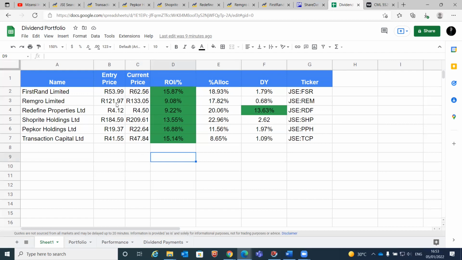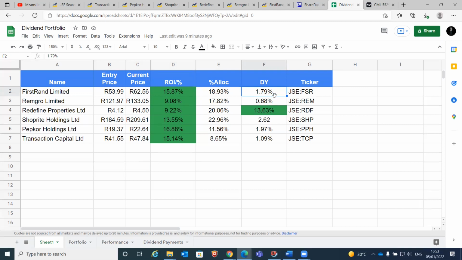But what matters to me is that I know where I bought the stock, which is why I have the entry price here, and then the current price that updates automatically from Google Finance. And then I have a dividend yield for each company.